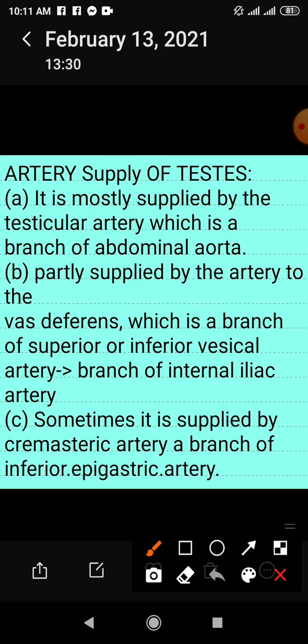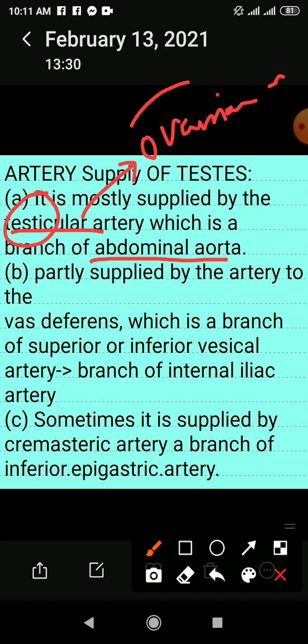Now come to the arterial supply of the testis. The testis is supplied by the testicular artery, which is a branch of the abdominal aorta. In case of the ovary, the name of this artery changes to ovarian artery. As a whole, their common name is the gonadal artery, as they are supplying the gonad. That means in case of male it is known as testicular artery, and in case of female it is known as ovarian artery. These are branches of the abdominal aorta.